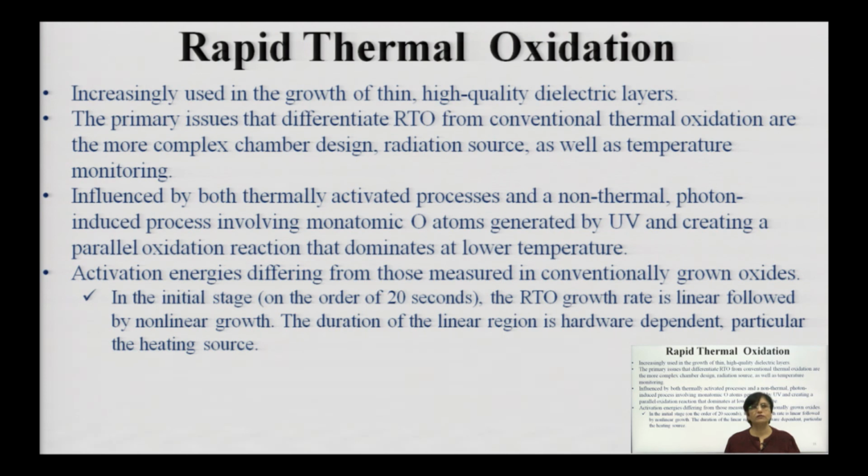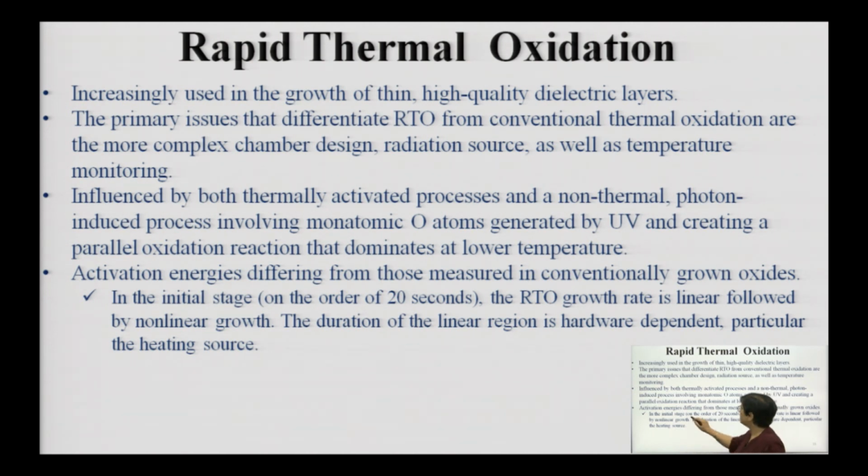Another method is rapid thermal oxidation. Here also you will elevate the temperature, and the equipment is slightly complex. The radiation source as well as temperature monitoring are essential parameters to be taken into consideration. Both thermally activated and non-thermally activated processes are used. Over here you have a non-thermally activated, photon induced process, where you use monatomic oxygen atoms generated by UV radiation, creating a parallel oxidation reaction predominantly at low temperature. You energize these oxidizing species and make them flow onto this particular surface.